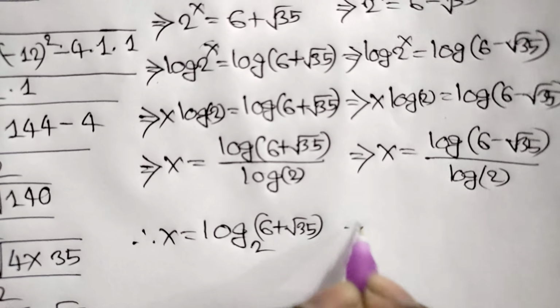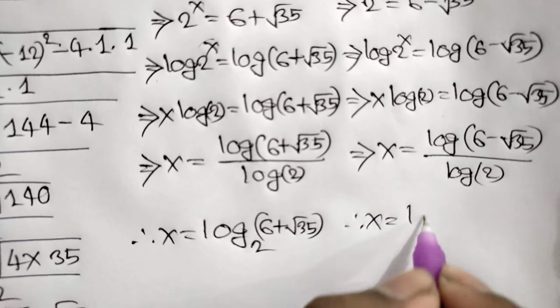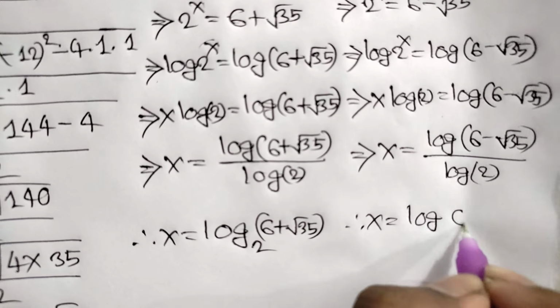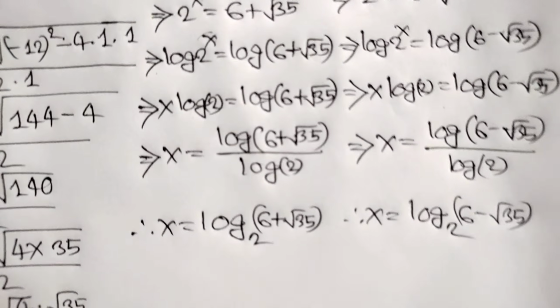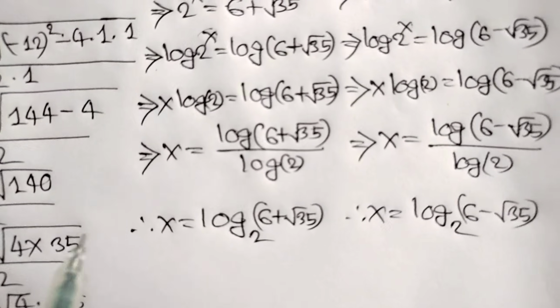Now finally we will get x is equal to log of 6 plus square root of 35 base 2, and x is equal to log of 6 minus square root of 35 base 2, and these are the two values of x.